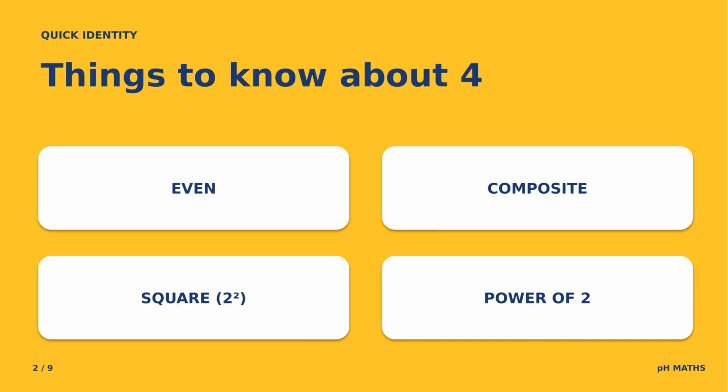Quick identity check. 4 is even. 4 is composite, meaning it has factors other than itself and 1. Specifically, 4 equals 2 times 2. 4 is a perfect square, 2 squared to be exact, and 4 is a power of 2, the second one if you start at 2 to the 1. So 4 is composite, square, and a power of 2, all at once. It's a busy little number.